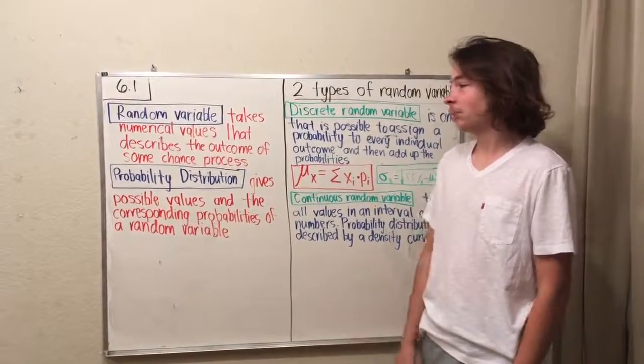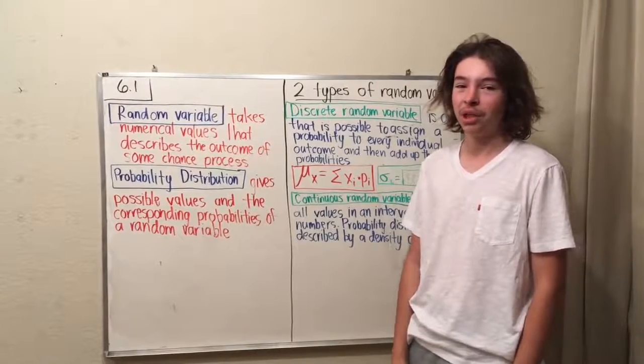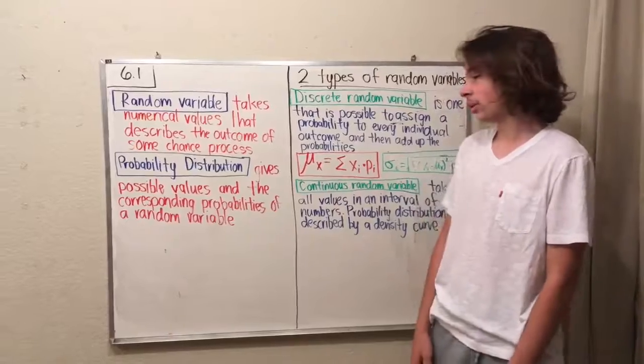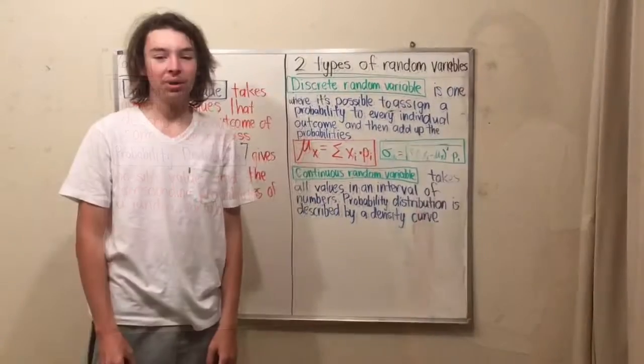A random variable takes numerical values that describe the outcome of some chance process, and a probability distribution gives the possible values and their corresponding probabilities of a random variable. Two types of random variables.